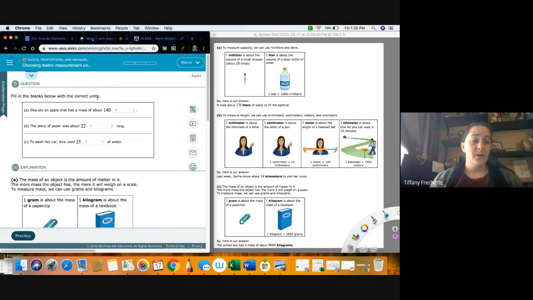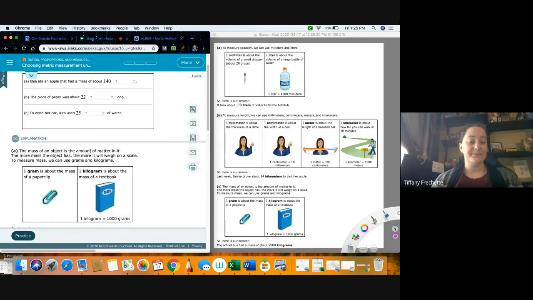So in this one, we get three statements, just like we did before. Elsa ate an apple that had a mass of about 140 blank. A piece of paper weighs about 22 blank, or was about 22 blank long. To wash her car, Kira used 25 blank of water. So we need to figure out what is a reasonable measurement or unit to put into these.